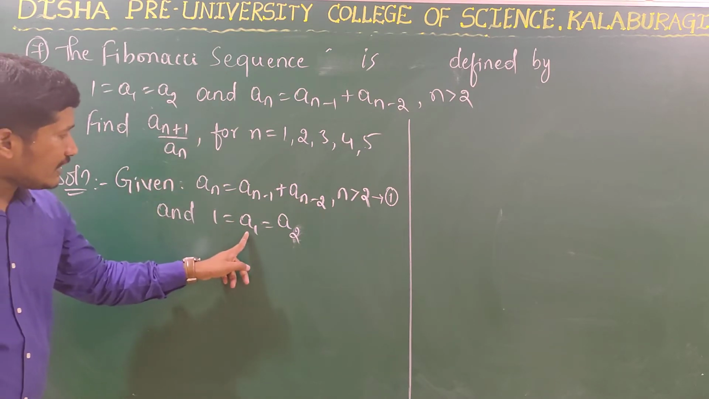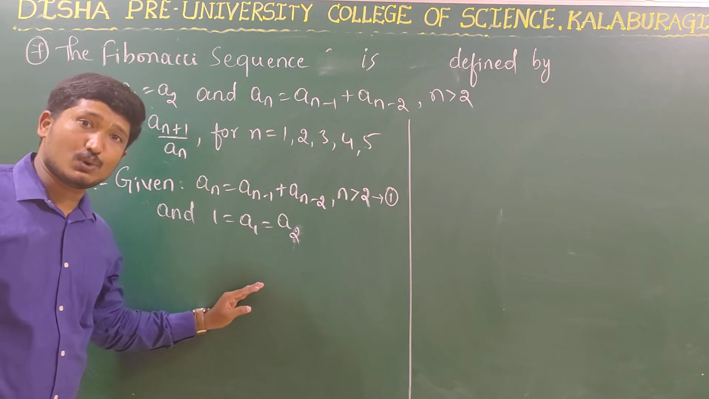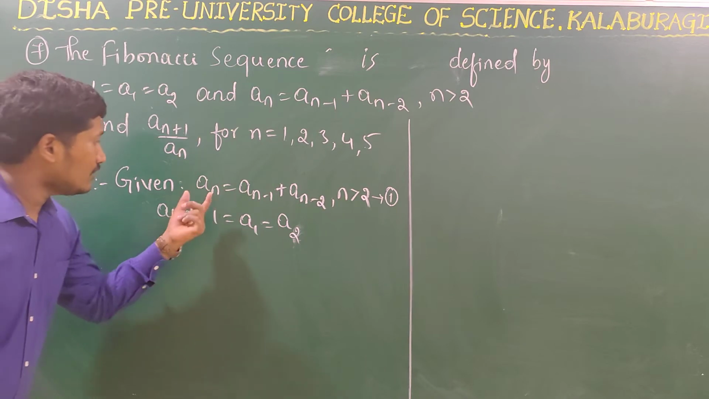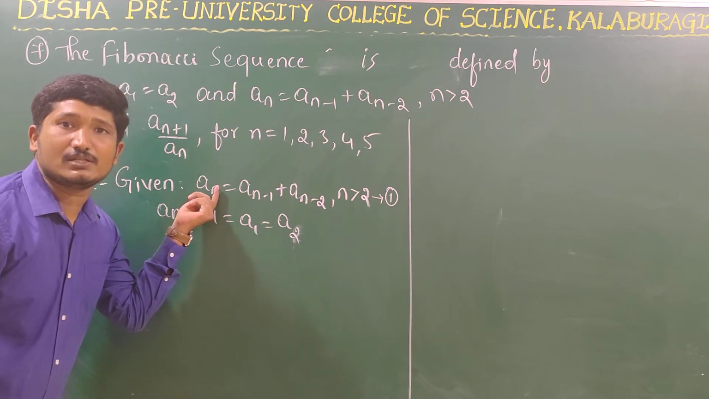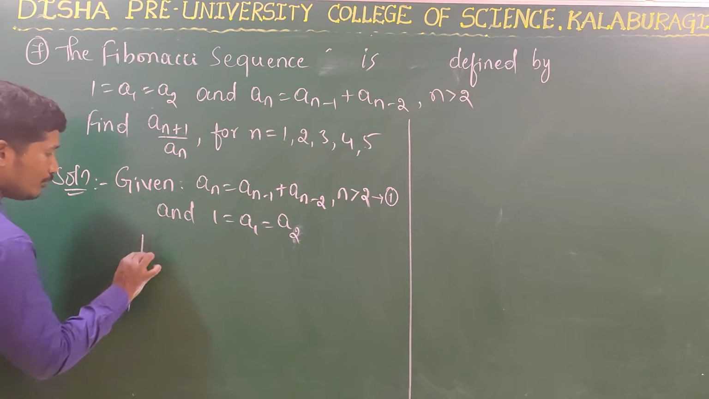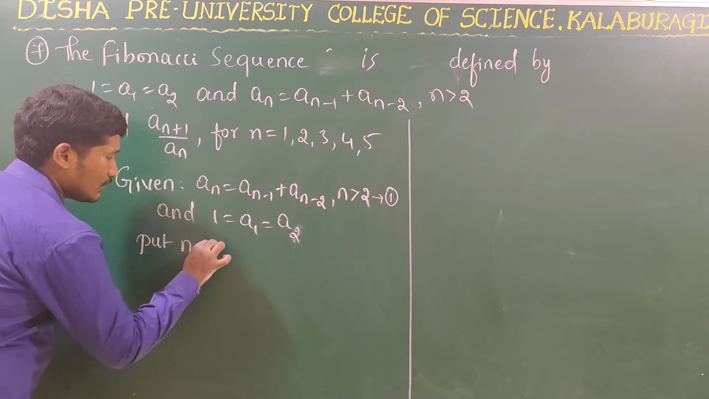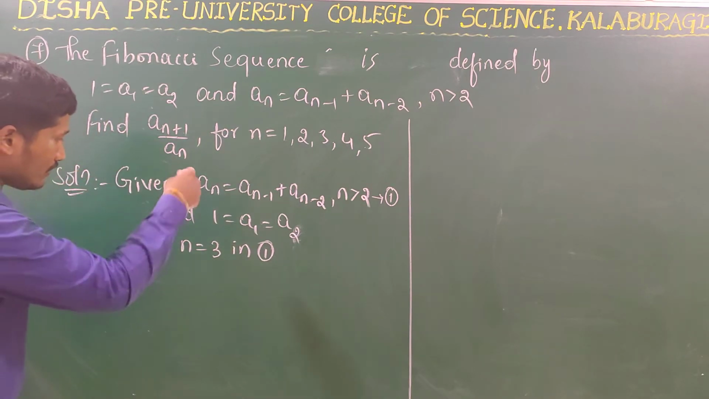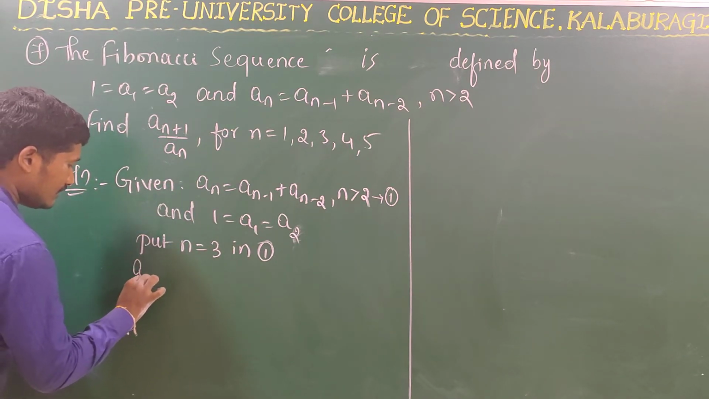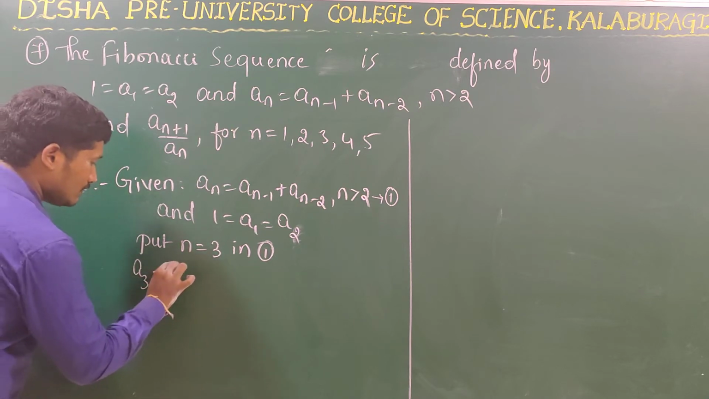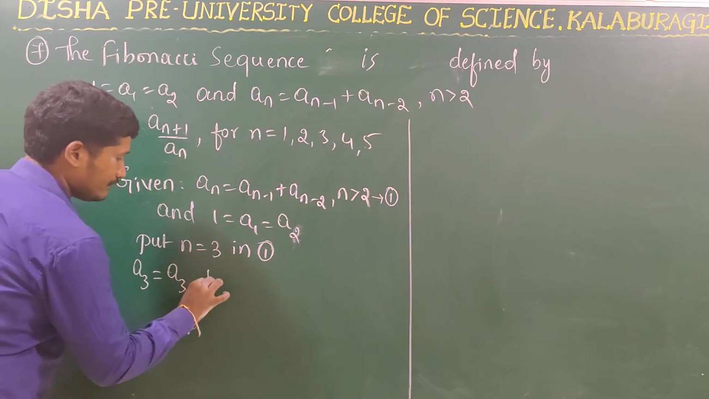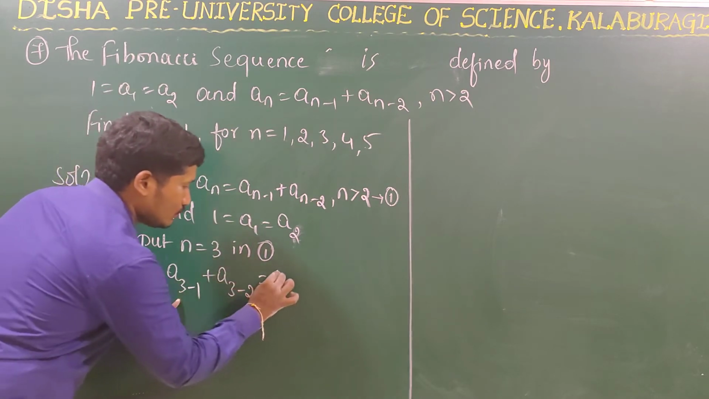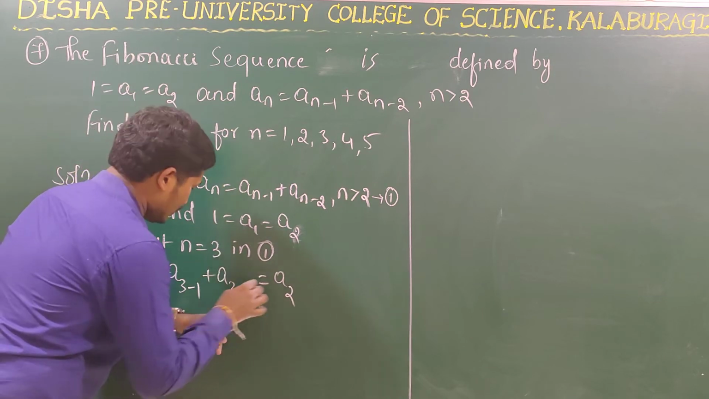Right? So already we have a1 and a2. So the next thing we need is a3. If I put n is equal to 3 here, will I get the third term of the sequence? Exactly. So put n is equal to 3 in equation 1. Right? So what will be the solution for this? a3 is equal to a3 minus 1 plus a3 minus 2, is equal to, what is 3 minus 1? 2. So a2. What is 3 minus 2?